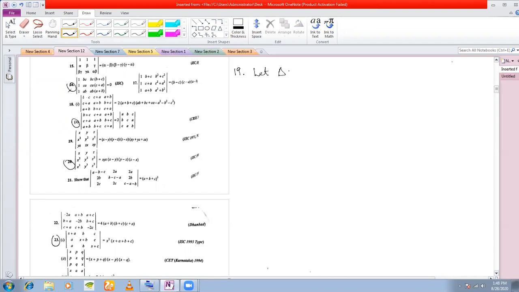Let delta be equal to this determinant: x, y, z; x square, y square, z square; yz, zx, and xy. Okay, this determinant. You need to prove that this is equal to x minus y, y minus z, z minus x into xy plus yz plus zx.